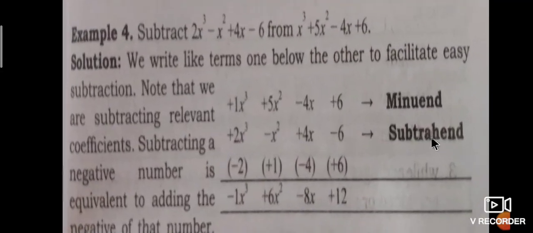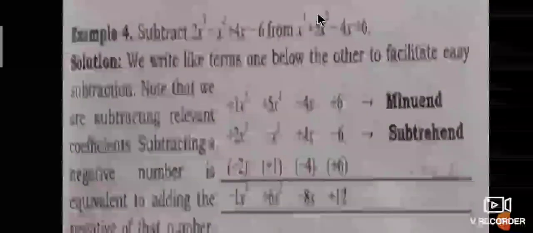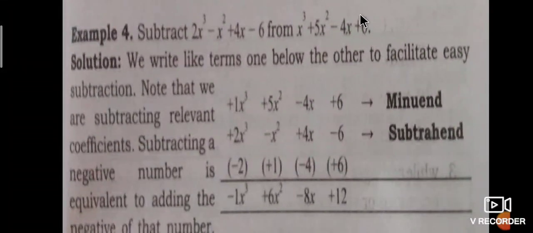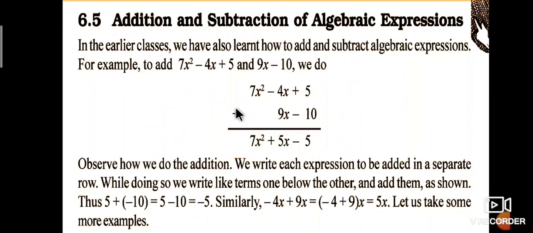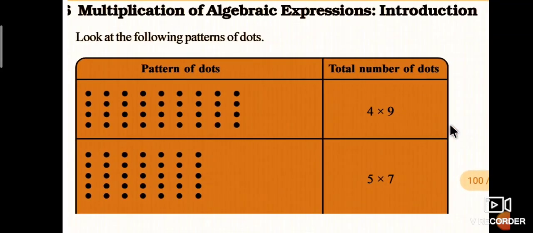Next one is subtract 2x cube minus x square plus 4x minus 6 from x cube plus 5x square minus 4x plus 6. This is the homework, students. You do that one. I will check it in the homework. Next homework question is add 7x square minus 4x plus 5 and 9x minus 10. These are all the homework questions.